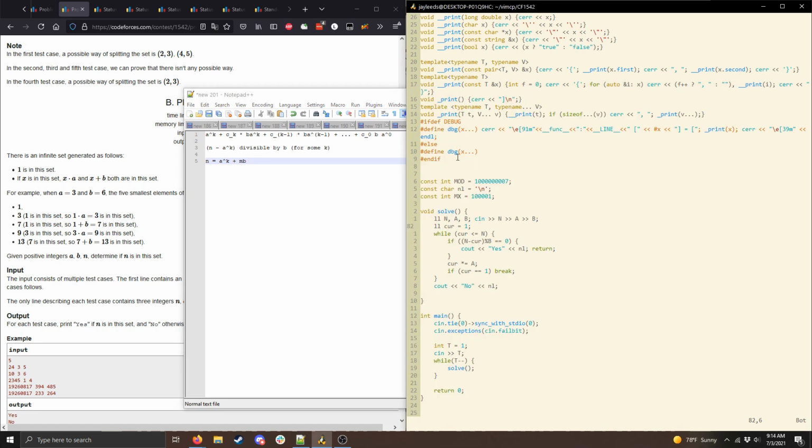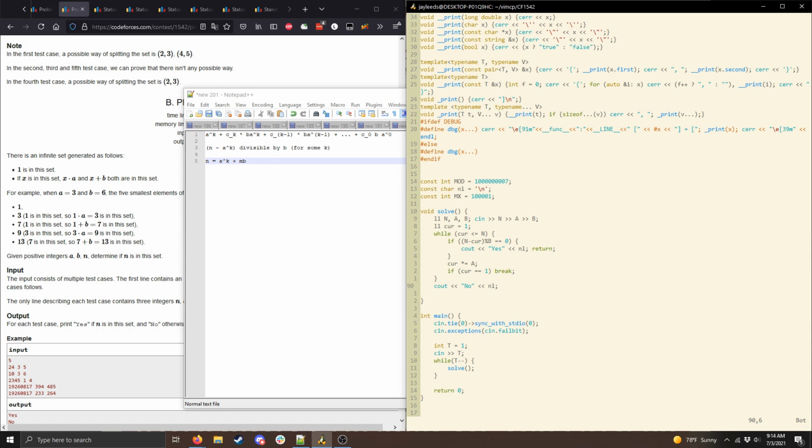Okay, so given that, what we're going to do is we just generate the powers of a, which I do using this cur variable. And then if n minus a power of a is equal to 0 mod b, then we print yes. If this is not the case for any such power, we print no.